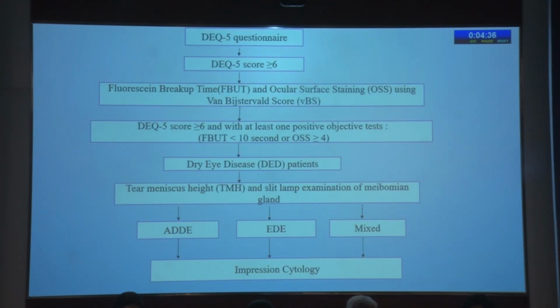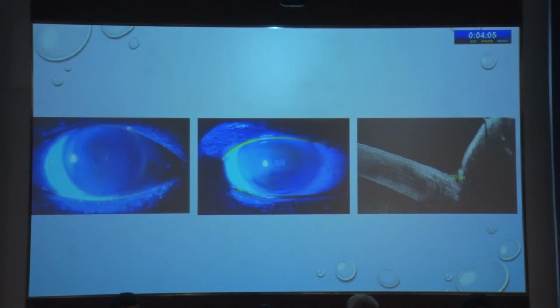The subjects were given the Dry Eye Questionnaire 5, and patients having a score of more than 6 underwent fluorescein breakup time and ocular surface staining using the Van Bijsterveld score. Any patient having a Dry Eye Questionnaire 5 score of more than or equal to 6 and at least one positive objective test were labeled as dry eye disease patients, and they were further subcategorized into aqueous deficiency, evaporative, and mixed variety based on tear meniscus height and slit lamp examination. Those who gave consent were further evaluated with impression cytology.